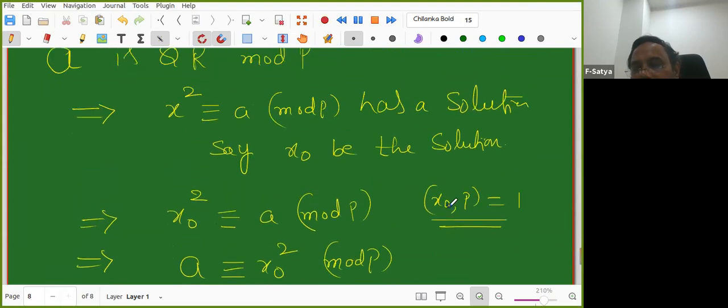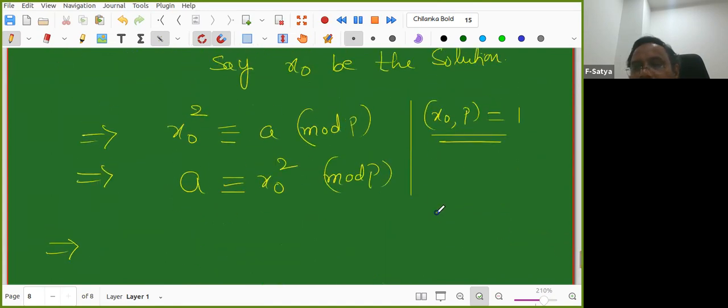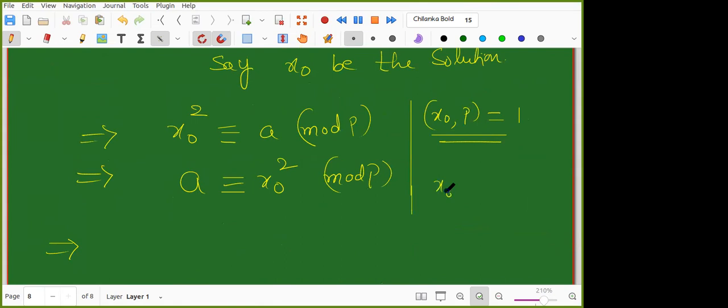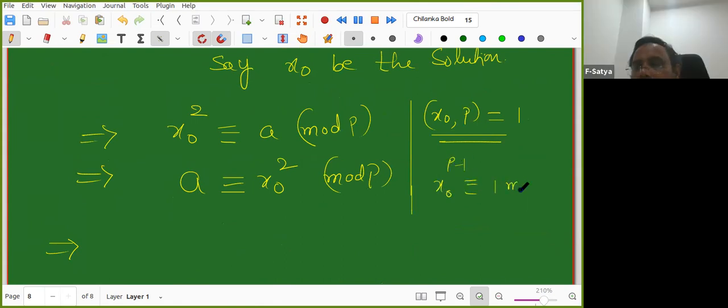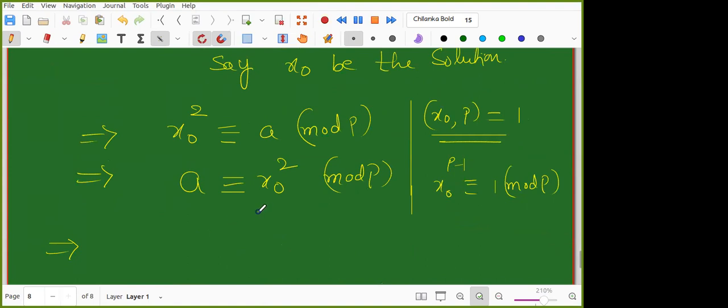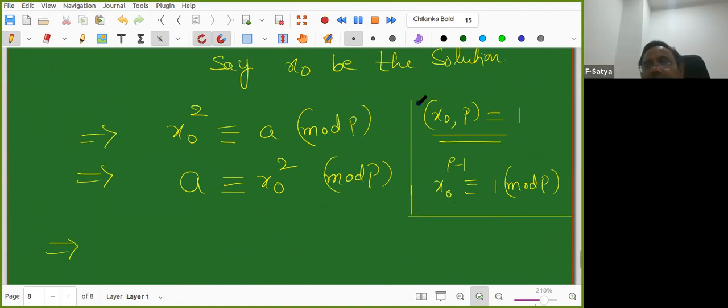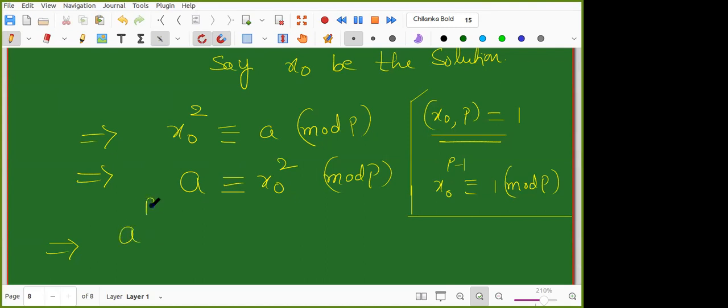Now can you say something? P is a prime number and x naught is an integer, with gcd of x naught and P equal to 1. Can you recall some result or theorem? x naught to the power P-1 is congruent to 1 mod P. Very wonderful, by Fermat's little theorem. How do we use it here? This is an observation, we just keep it. What do I do to apply it here? Power (P-1)/2. Right, good.